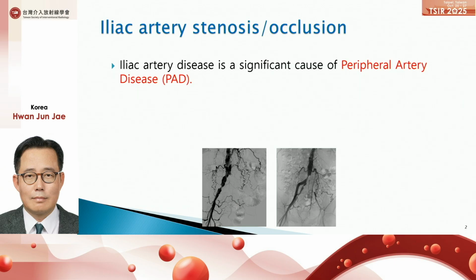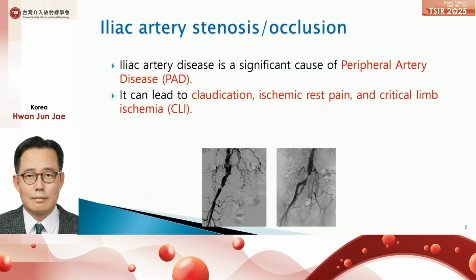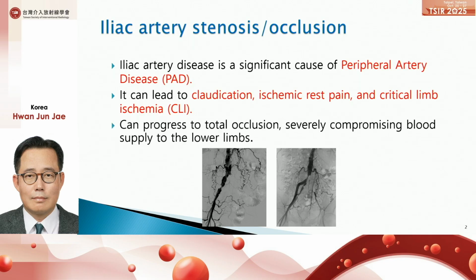Iliac artery disease is a significant cause of peripheral artery disease, and it can present with claudication, ischemic leg pain, and critical limb ischemia. In advanced stages, it may progress to total occlusion, severely compromising blood supply to the lower limbs.